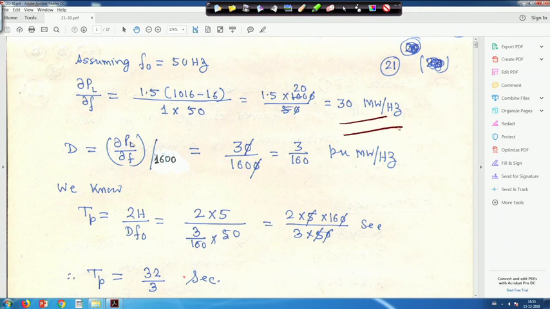Therefore D is equal to delta PL upon delta F divided by the 1600 MVA base, because each generator is 400, so 1600. So it will be 3 by 160 per unit megawatt per hertz, because megawatt is converted to per unit. We know Tp is equal to 2H upon D F0. H is known, D computed, F known, so Tp is equal to 32 by 3 seconds.